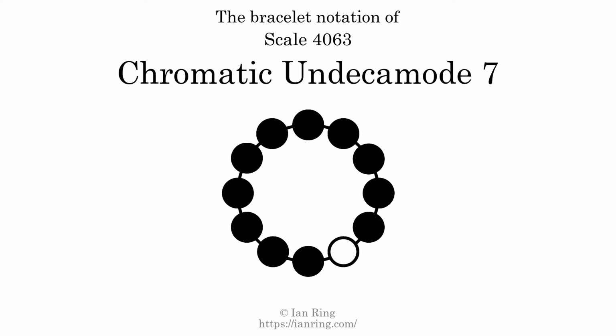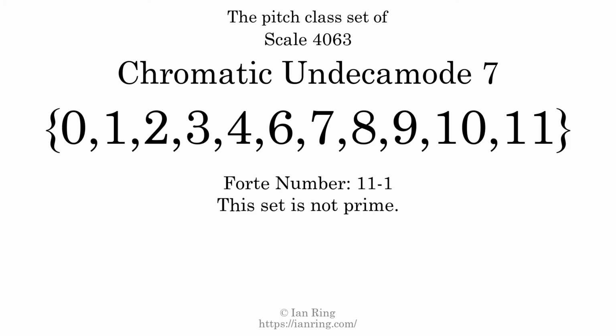This is a bracelet notation diagram of scale 4063. The shaded circles represent tones that appear in the scale, and they are read clockwise, starting at the top. The pitch class set for this scale is 0, 1, 2, 3, 4, 6, 7, 8, 9, 10, 11. The fault class is 11, 1. This set is not prime.